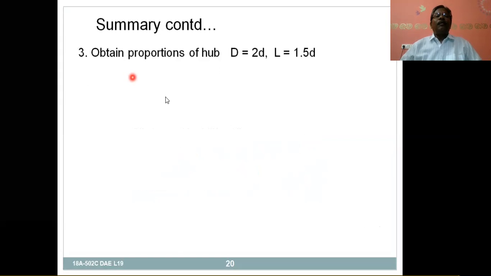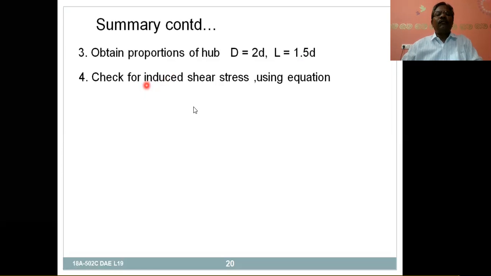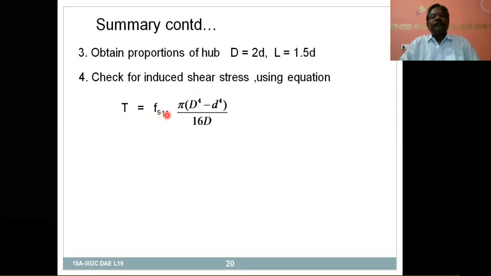And then obtain the proportions of the hub. Outer diameter D is equal to 2d, 2 times the shaft diameter, and L is equal to 1.5 times the shaft diameter. And check for induced shear stress using the equation T is equal to τs1, that is the shear stress for hub material, into π(D⁴ minus d⁴) by 16D.